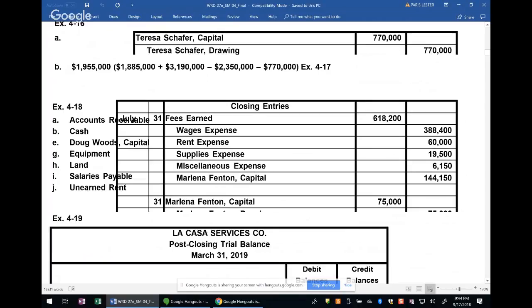Now remember, when you post these things, you're going to have a zero balance in fees earned, expenses, and drawing. You will not have a zero balance in capital. You're not closing out capital. You're just putting net income into it and taking out drawing. That's all you're doing.